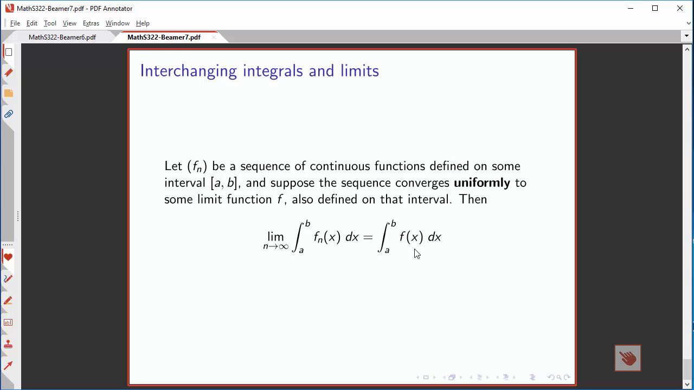How could it be otherwise? Well, it's not true in general, and the simplest example is this. For f sub n, let's consider a function that has the value 1 only between n and n plus 1. So, for example, f6 would equal 0 everywhere except that it's 1 when x is between 6 and 7. Clearly, the integral of any such function is going to be 1 because the area under the graph is 1.